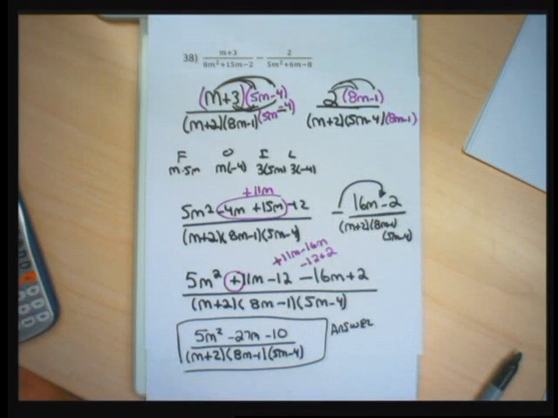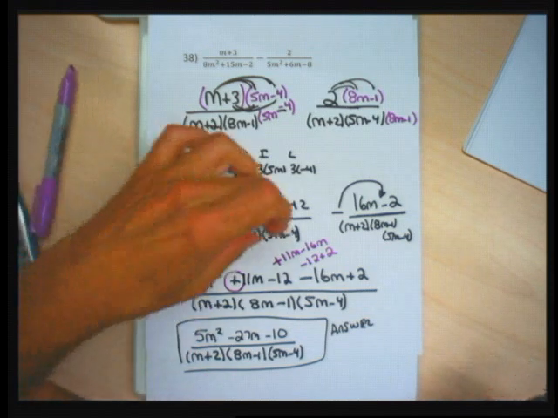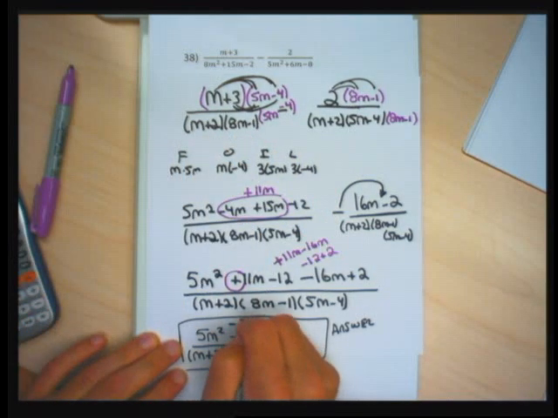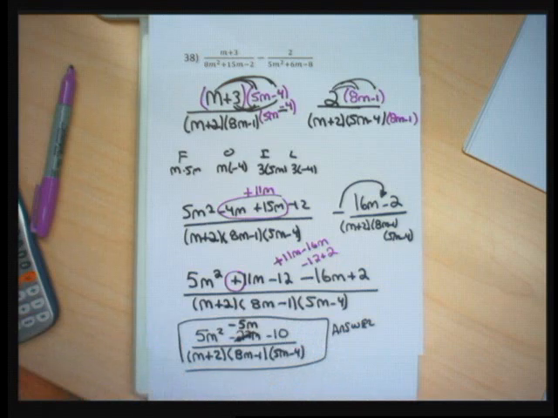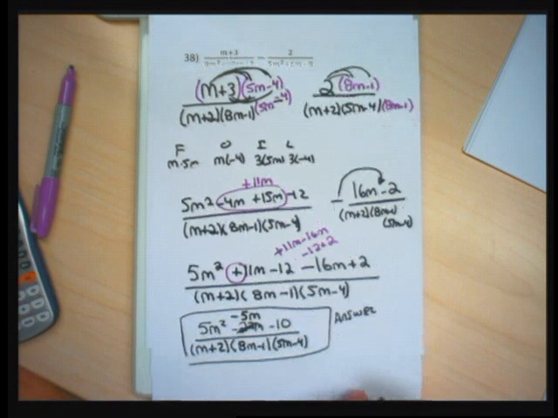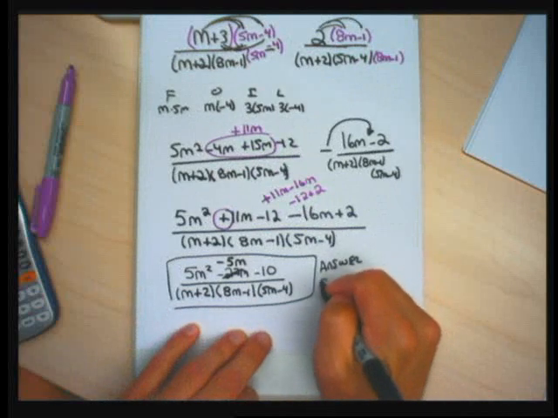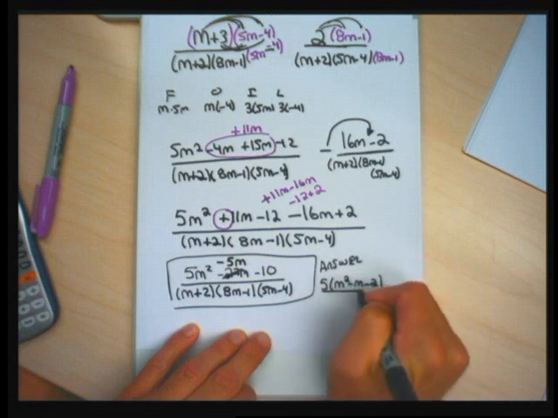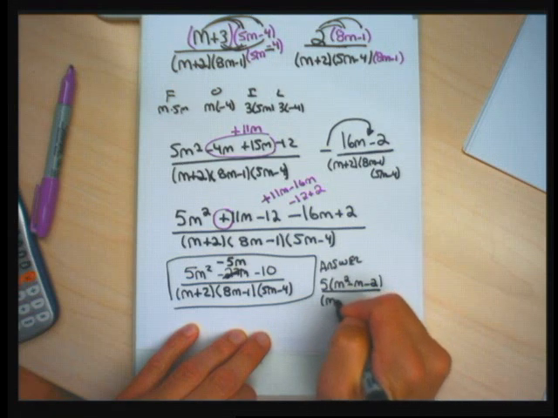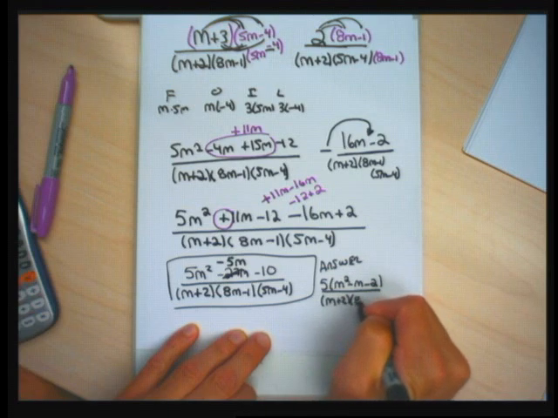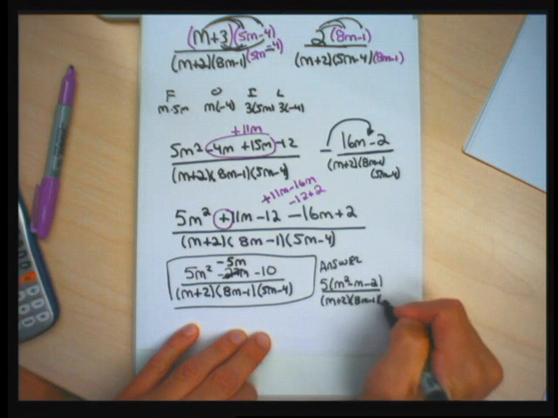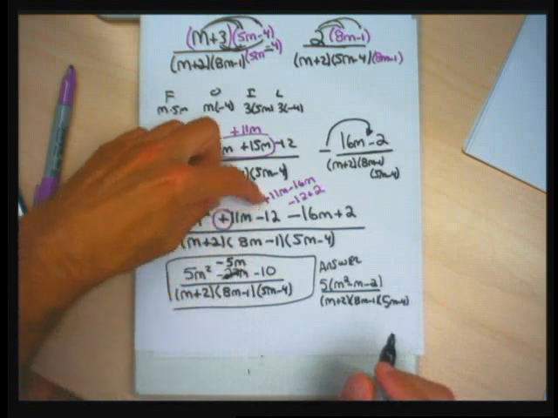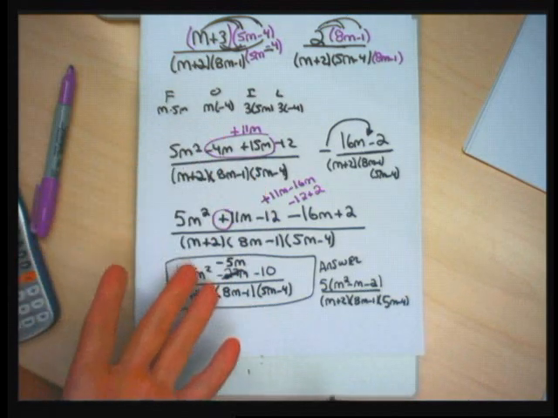So I've discovered a mistake. I think it's the only mistake. This plus 11 minus 16 is supposed to be a minus 5m. So I should have that for my answer, and then I should have factored out a 5. I should have written 5 times m squared minus m minus 2 over m plus 2 times 8m minus 1 times 5m minus 4.